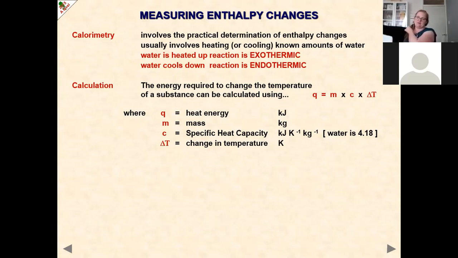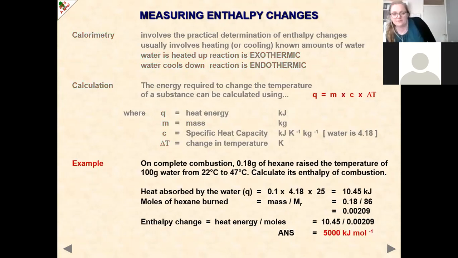So Q equals M times C times delta T. Q being your heat energy in kilojoules, M being mass in kilograms, C specific heat capacity. Water is 4.18, and then delta T is your change in temperature, which we should be measuring in kelvins. So here is an example. On complete combustion of 0.18 grams of hexane, the temperature of 100 grams of water was raised from 22 degrees Celsius to 47 degrees Celsius. Calculate its enthalpy of combustion.